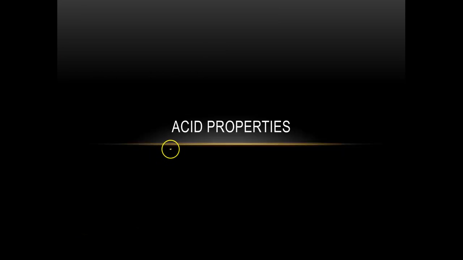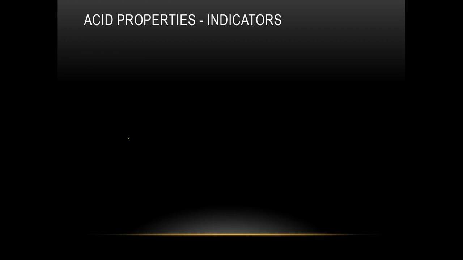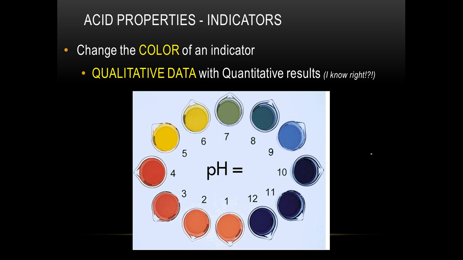Let's start first with our acid properties, just cover some topics in there. We're used to thinking about citric acid, like in lemons and oranges. That's the easiest way to remember it. It tastes sour. We've done that for a while now. When you have indicators, which we'll talk more about later, acids will change the color of an indicator, and it's all going to depend on the pH.